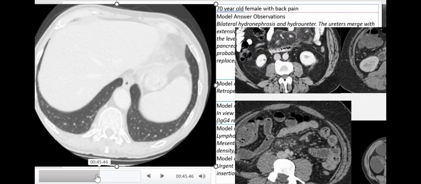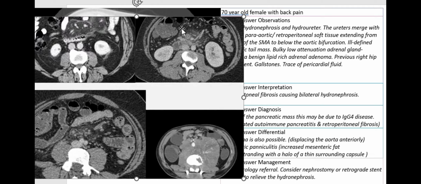What about here, and here? There is an area of fat stranding, mesenteric fat stranding. This is not a soft tissue density mass. This is an area of fat stranding or increased mesenteric fat density compared to the normal fat density here. Again, there is an area of increased fat density or mesenteric fat stranding, okay, compared with the other fat density.